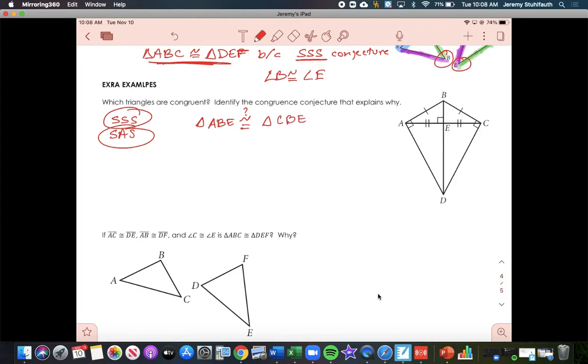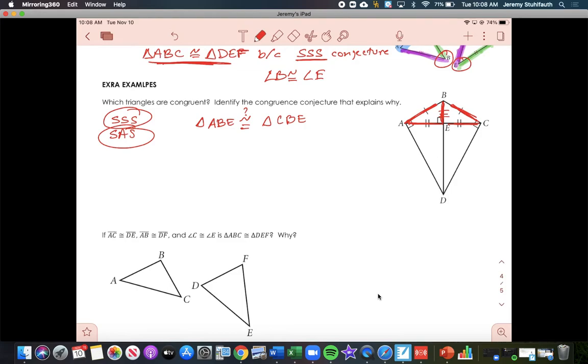All right, so if you take a look at this, side AB, is that congruent to CB? Check. And then AE, is that congruent to CE? Correct, it is. And then finally, what about this side of the triangle? Is this side congruent for both of these triangles? And the answer is yes, because these 2 triangles share that side. Therefore, it has to be the same.